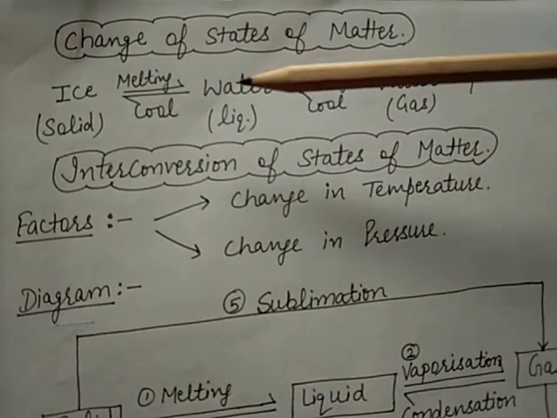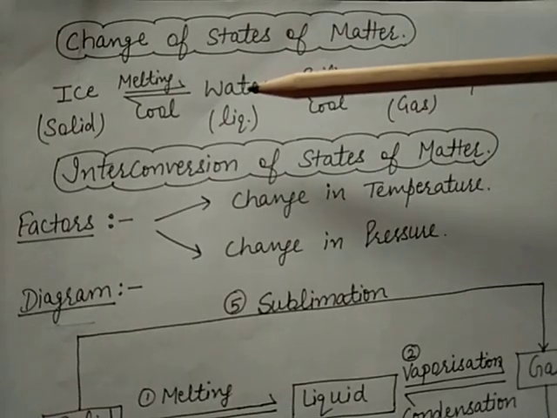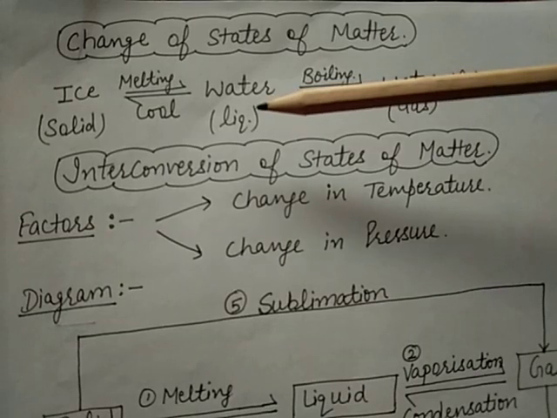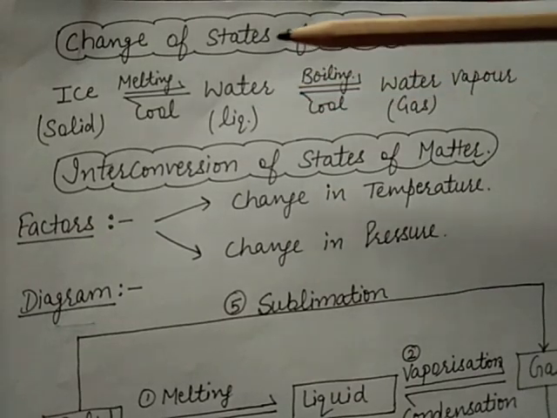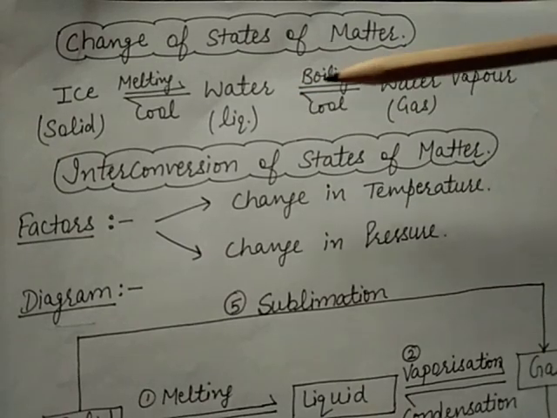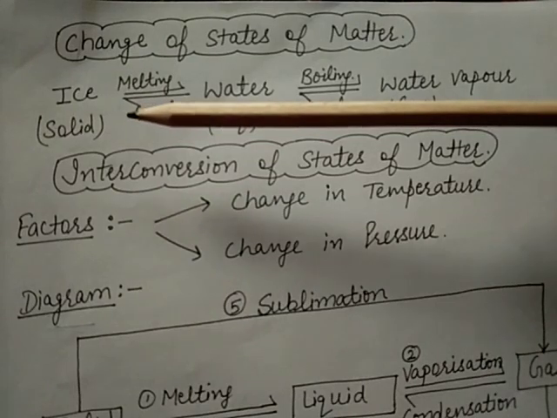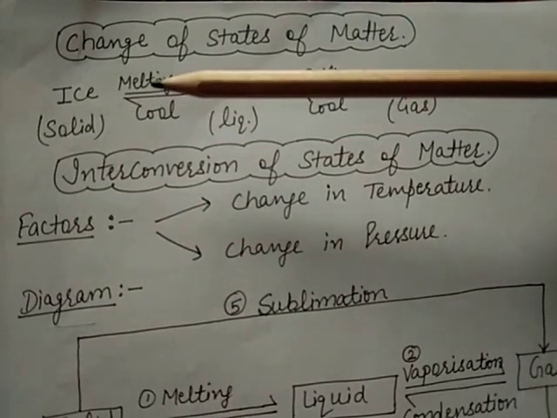In our daily life, various substances exist in the three states: solid, liquid, and gas. Examples like water, wax, ghee, etc. Water is the most commonly used example in our daily life.